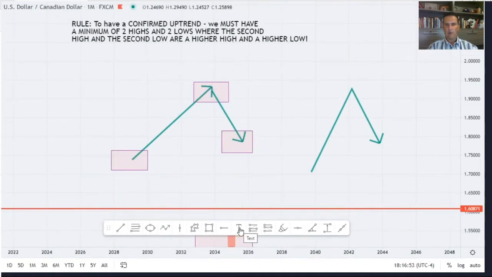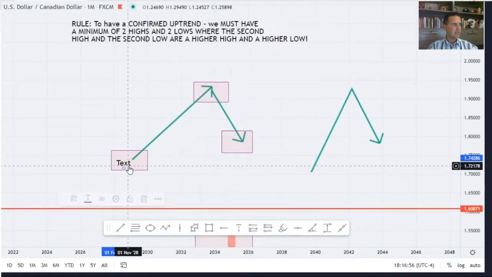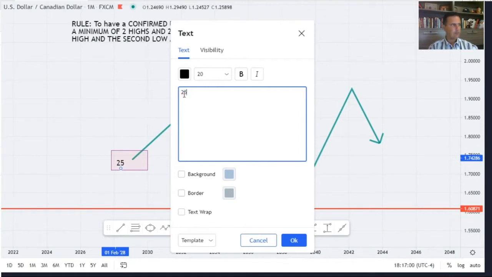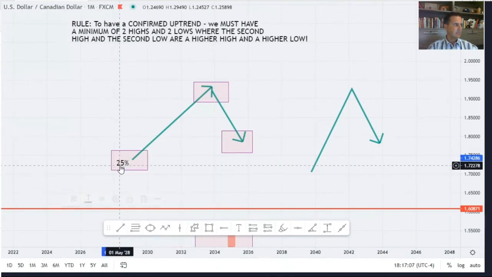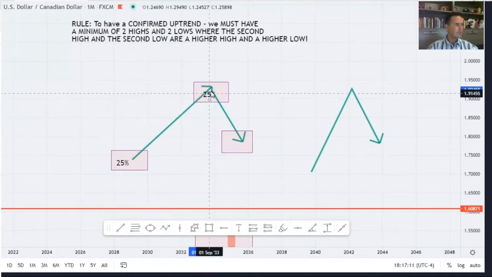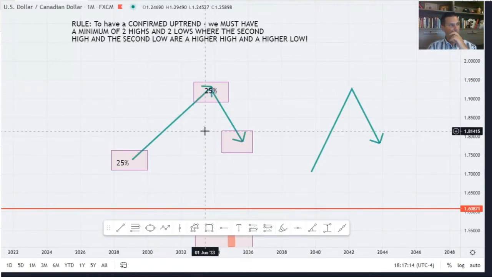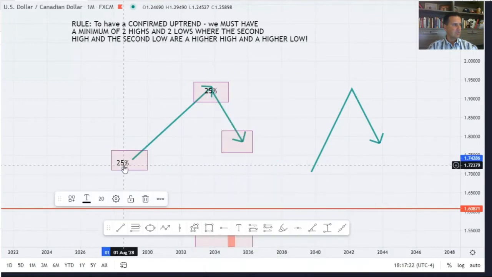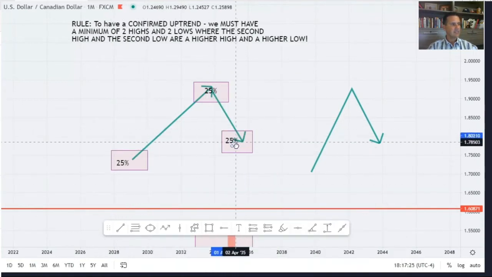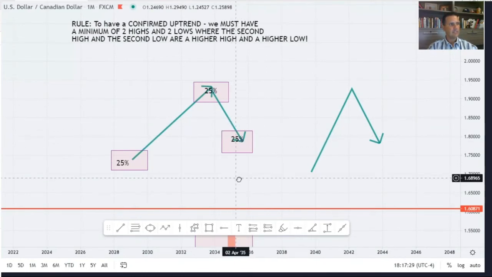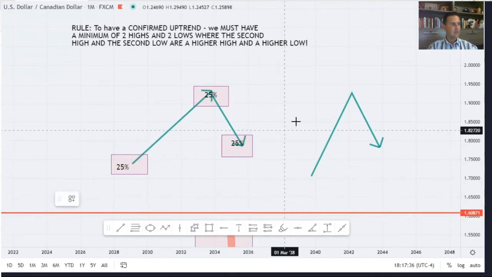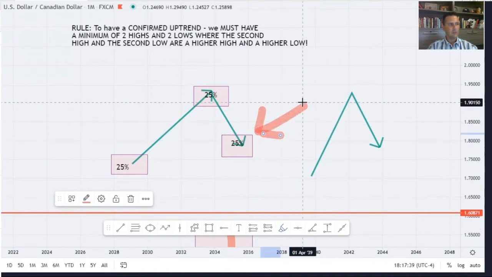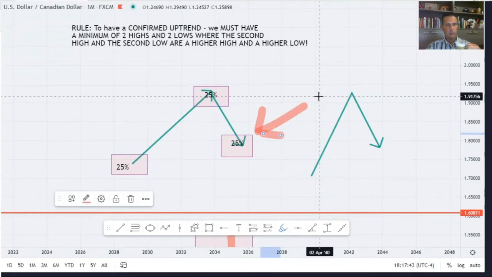So what does this mean talking about probabilities? It means that this low represents 25% of the confirmation of the uptrend. Okay? The first high represents another 25% of an uptrend, right? And the next, meaning the first higher low, represents another 25% of the uptrend. So if you are going long in here, everybody, what is the probability of your trade being a successful trade? What do you think?